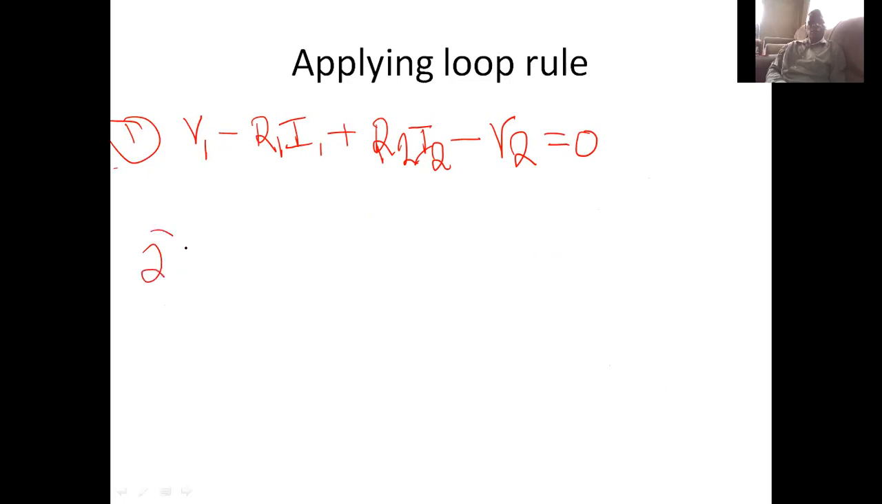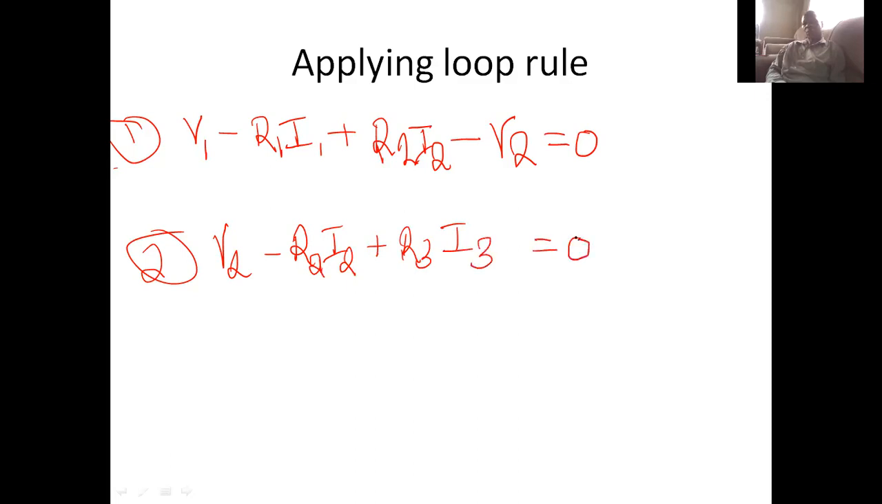For loop number two, we said voltage number two. And this one is the same direction as the current. Resistor two multiplied by current two, and then plus resistor 3 multiplied by current 3 should be equal to 0.